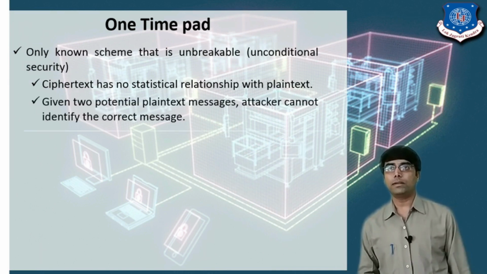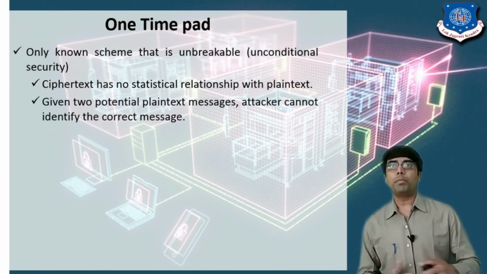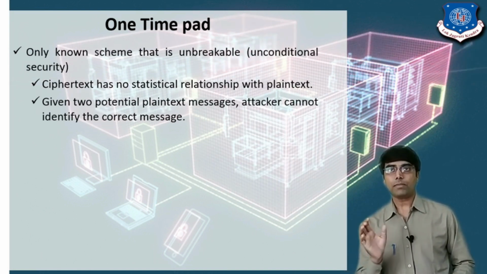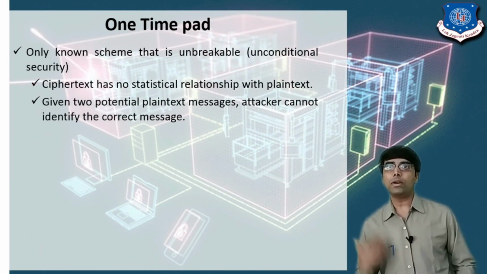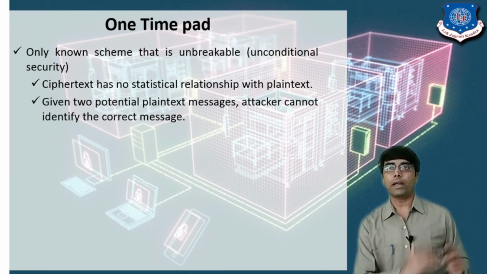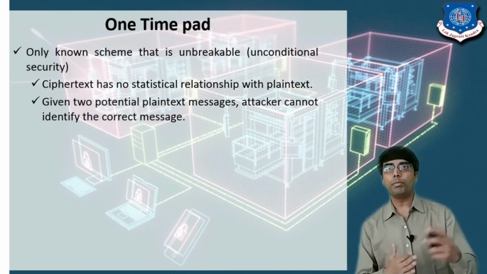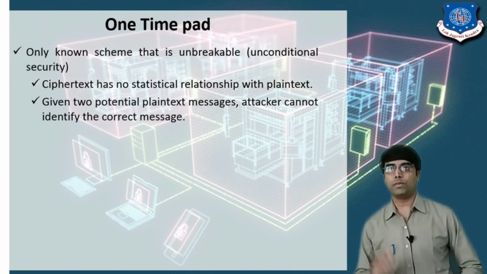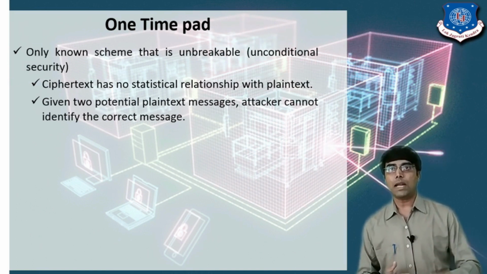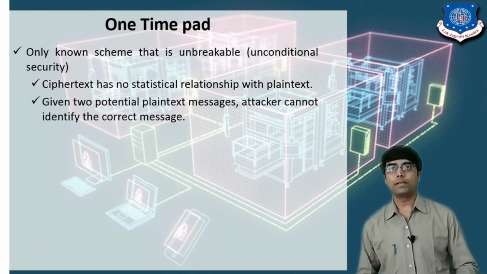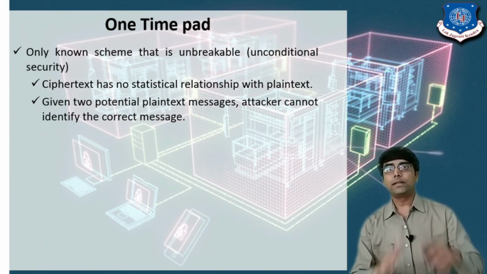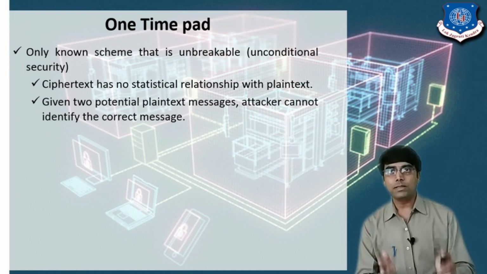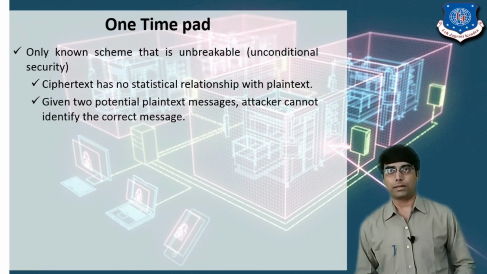The second advantage is that there are a number of possible plain text messages. If you consider one ciphertext message and apply a different key on it, it will generate a different plain text. So given two potential plain text messages, the attacker can't identify the correct message. Each and every time we are generating a new key, and it generates a new ciphertext. So the attacker can't identify which key is correct and which message is correct.